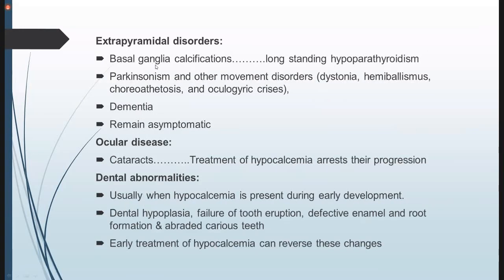Extrapyramidal features include basal ganglia calcification due to long-standing hypoparathyroidism, and this is all repetition actually. And in the eyes, you can get cataract. In the dental abnormalities, when it is present in the early stages, there can be hypoplasia, failure of tooth eruption, defective enamel, and root formation. Early treatment of hypocalcemia can reverse these changes, but if not, then they can be permanent.